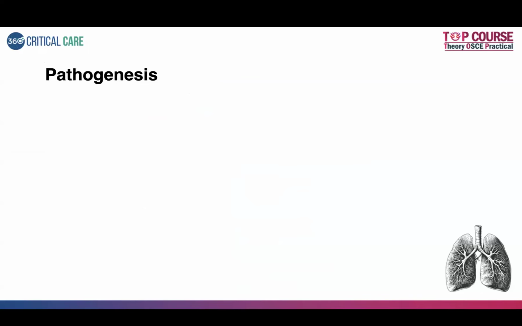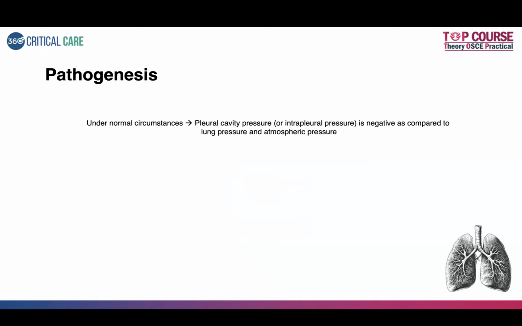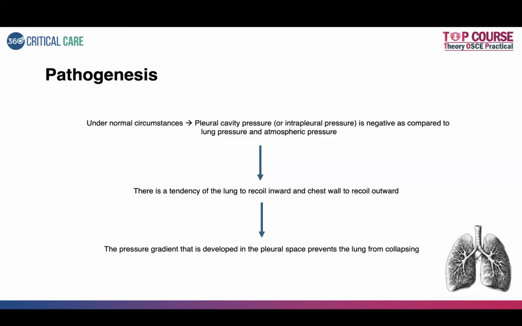Coming to the pathogenesis. Under normal circumstances, the pleural cavity pressure, or the intrapleural pressure, is negative as compared to the lung pressure and the atmospheric pressure. This is something that most of us would definitely know about. There is a tendency of the lung to recoil inward and the chest wall to recoil outward. So the pulling on opposite sides generates a negative pressure. And that negative pressure, or the pressure gradient that is developed, prevents the lung from collapsing.